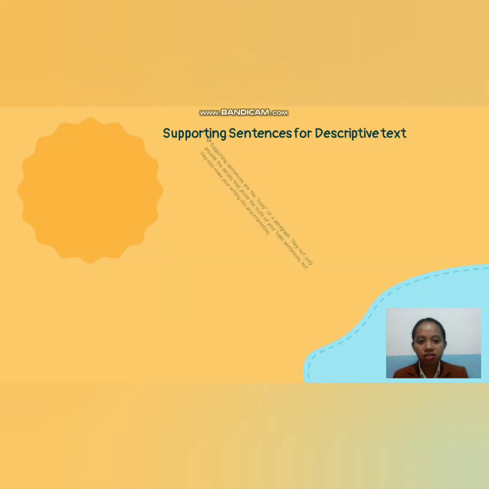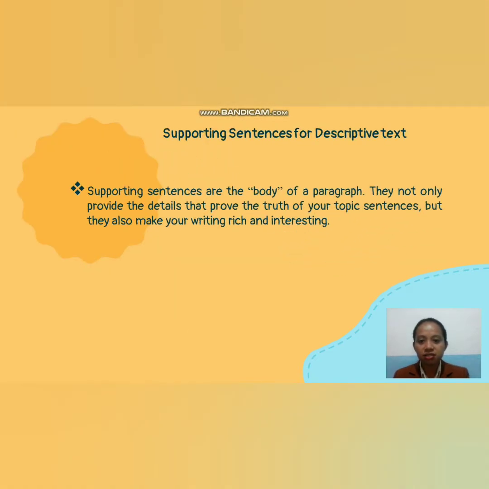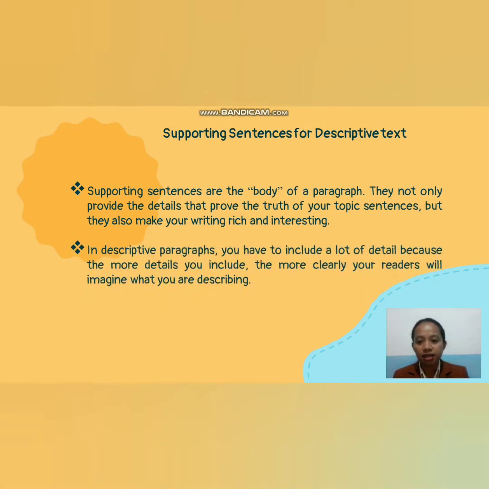And then supporting sentences. The supporting sentences here are the body of the paragraph. And in descriptive paragraphs, you have to include a lot of details because the more details you include, the more clearly your readers will imagine what you are describing.